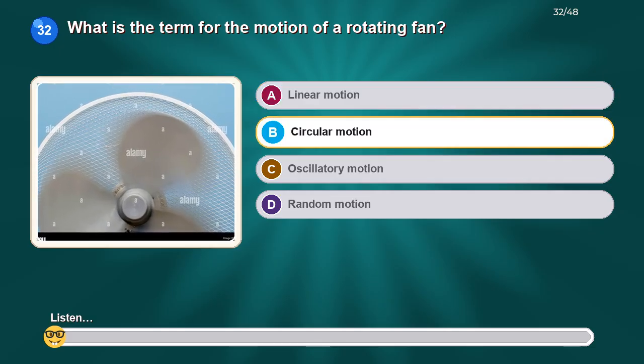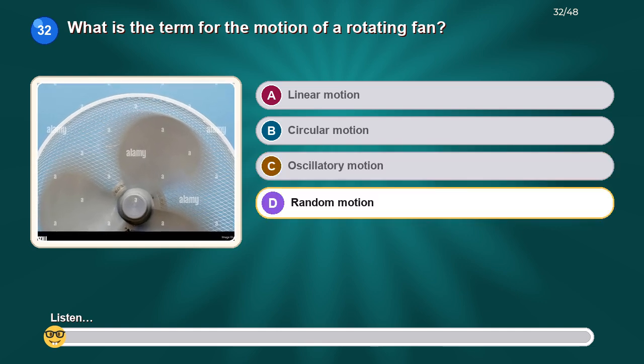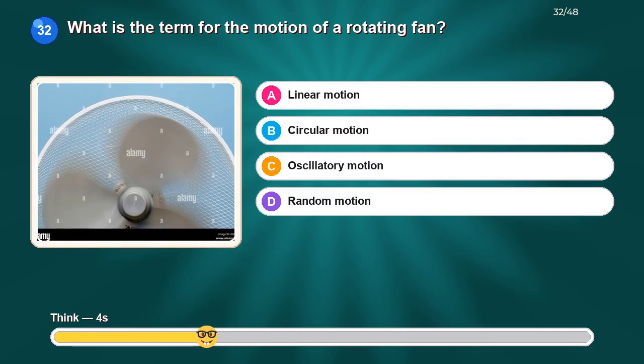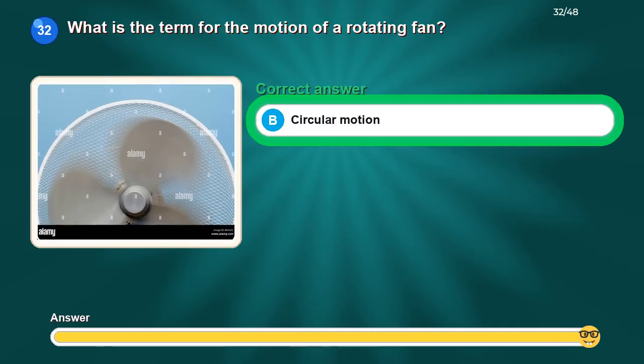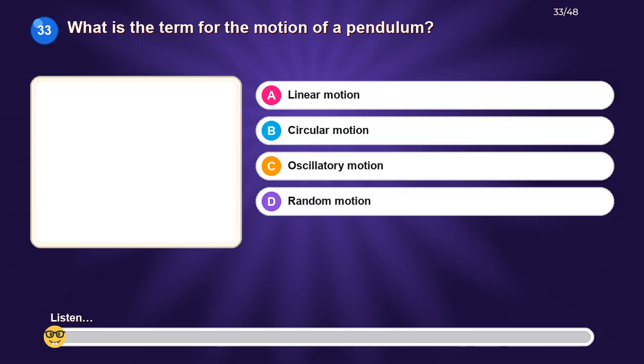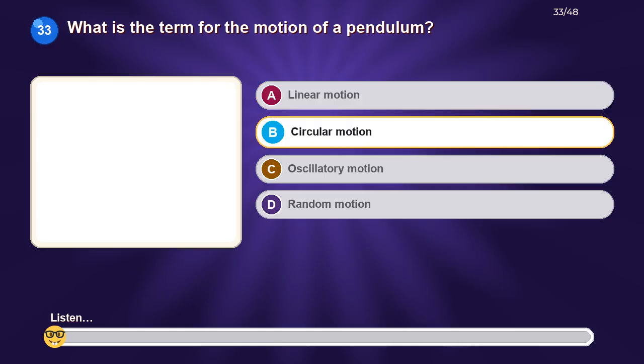Option B. Circular motion. Option C. Oscillatory motion. Option D. Random motion. The correct answer is circular motion. What is the term for the motion of a pendulum? Option A. Linear motion.